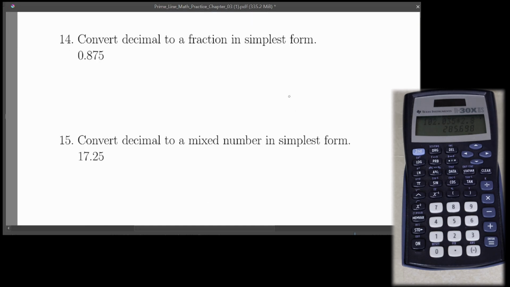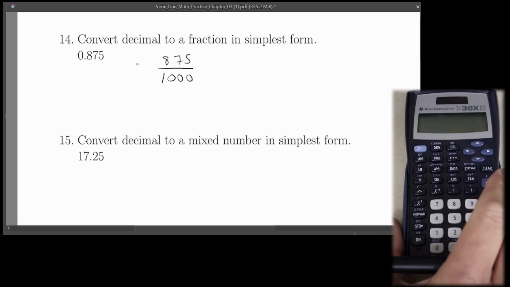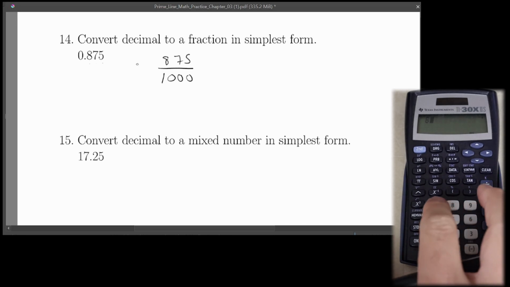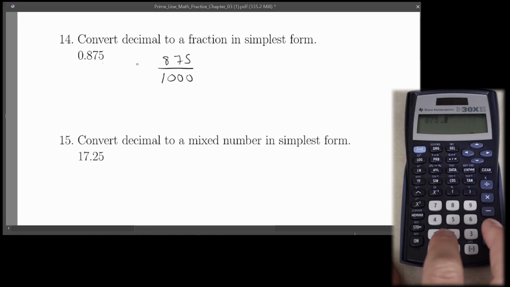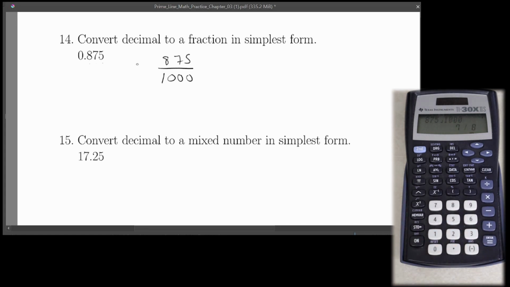Okay, convert decimal to a fraction in the simplest form. So if we realize this is our tenths, hundredths, thousandths, means we can write this over 1,000, and we can write the 875. If we want to convert this to our simplest form, we could find our multiples, break it down to, because it ends in 0 and 5, we can find multiples of 5 to get into here. We're going to use our fraction tool on here. 875 over 1,000. And we get 7/8 for our final value.